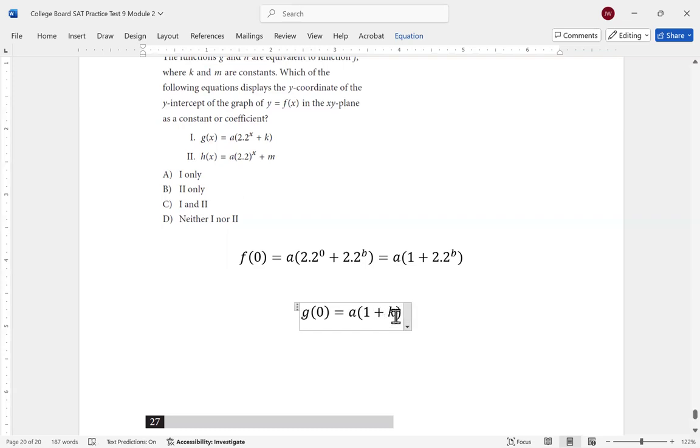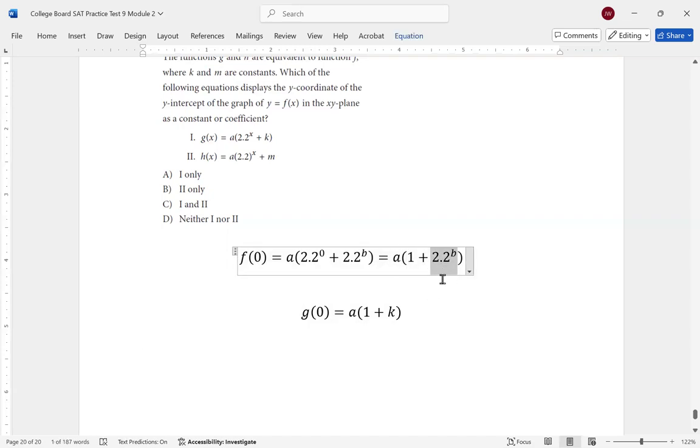So that K constant is not this. In fact, K would have to be 2.2 raised to the B power if G of 0 were the same as F of 0, which it says it's the same. So that would force my constant not to be this Y value, this Y coordinate, but rather my constant would have to be 2.2 raised to the B power.